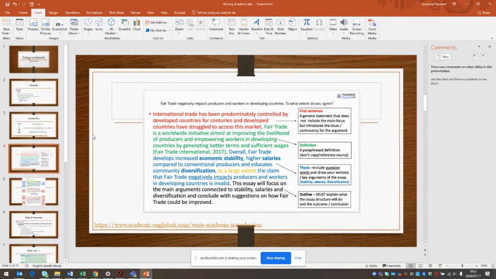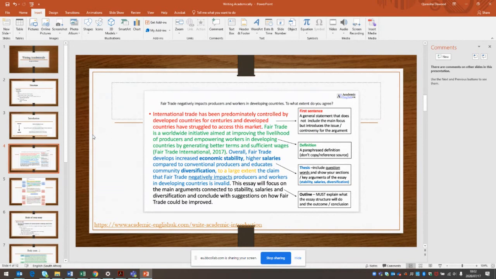So you can already see that you're aligning the reader with the fact that trade is not universal. Some developed countries control trade, but this means that accessing trade and the market is difficult for developing countries. Okay, so that's one sentence about generally what the state of international trade is. Then we want to define fair trade. In the green here, we've seen that the author has defined fair trade.